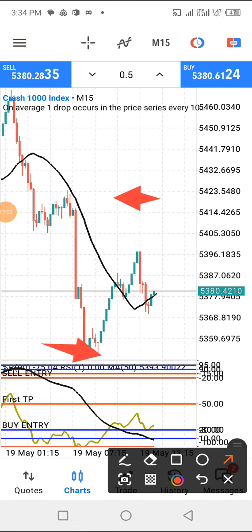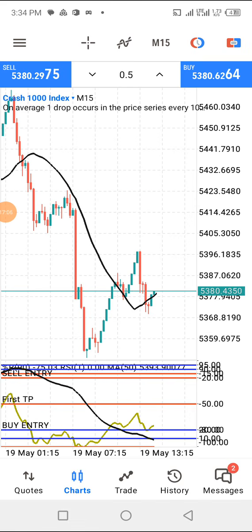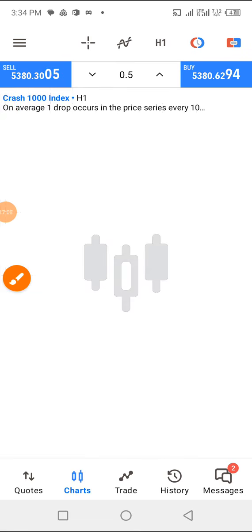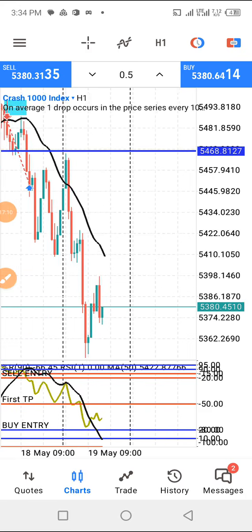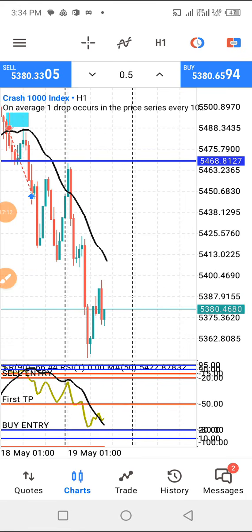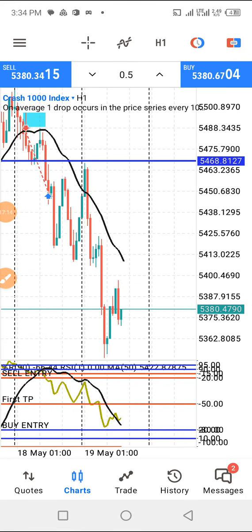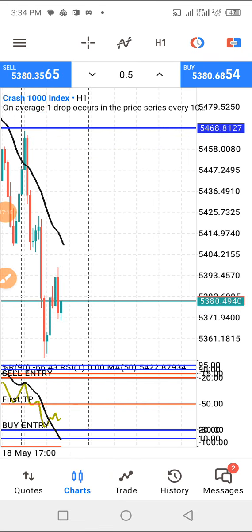But before then, you go and check your H1. Where is price in your H1? You don't just open buy so that you don't go and mess up things. Okay, you can see that price is still dropping. They have not met that level we want. Price is still there.